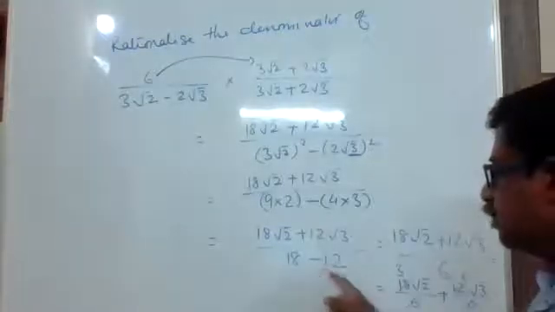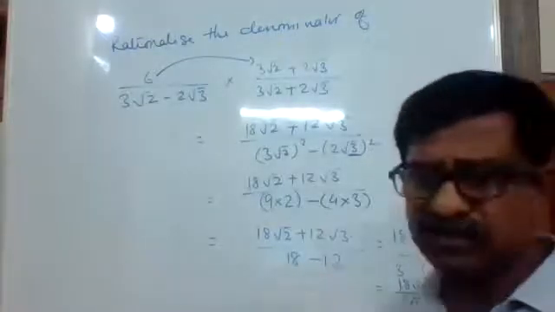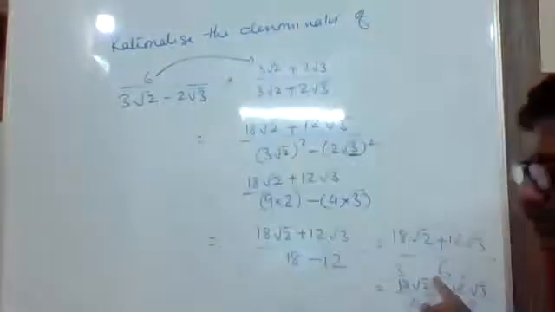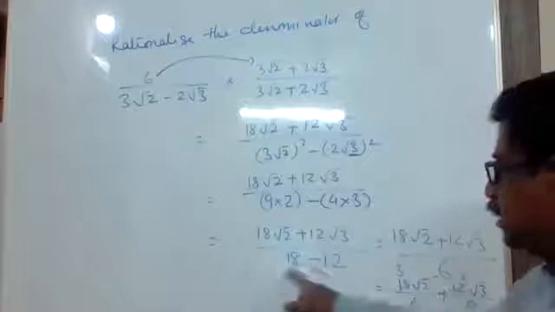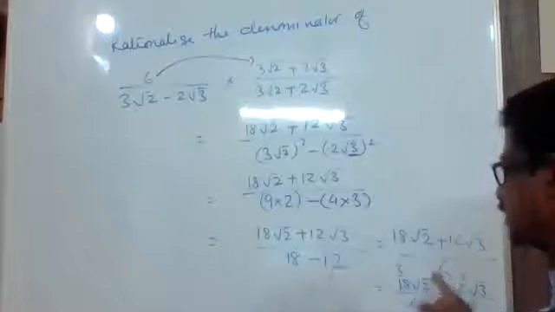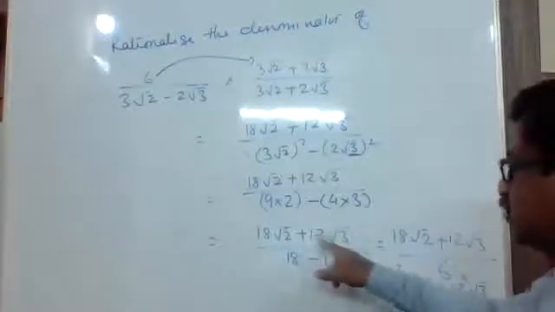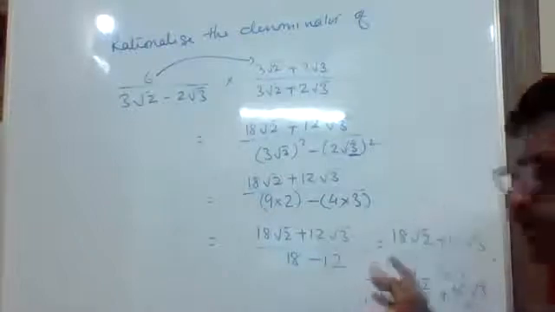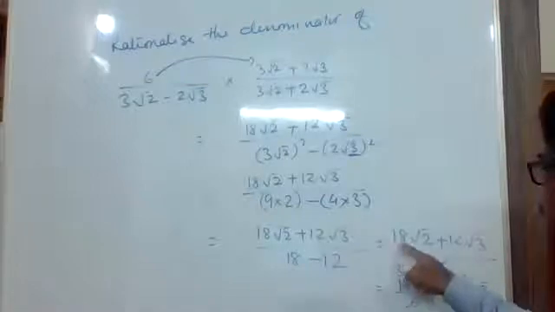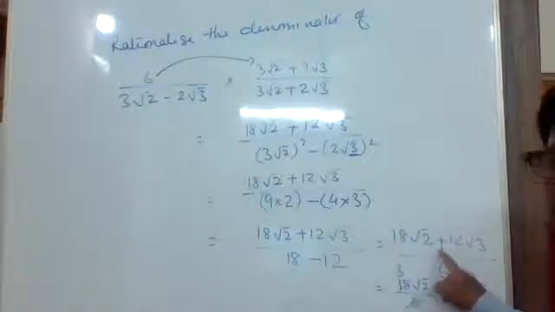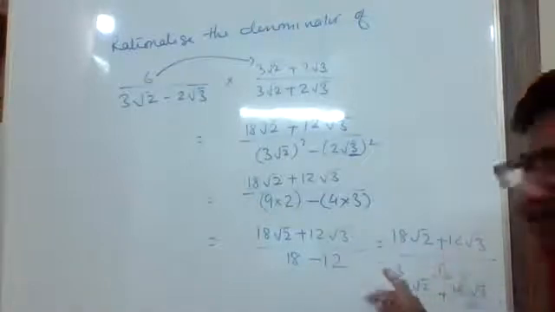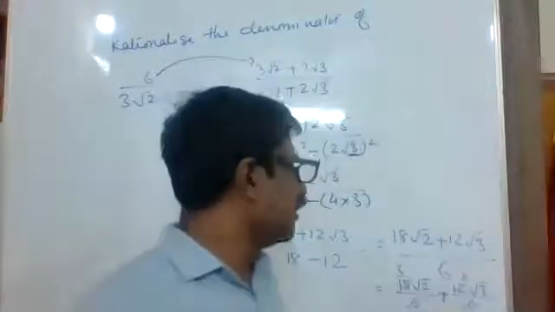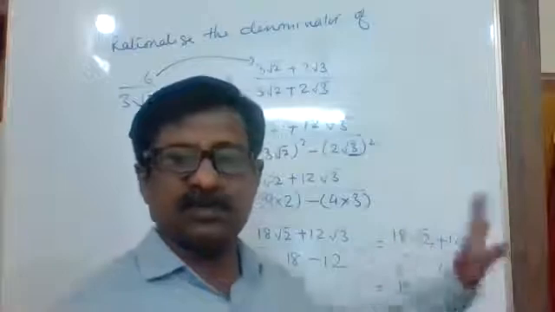We simplify the denominator further. 18 minus 12 we got as 6. And here we got 18 root 2 plus 12 root 3. So many children make the mistake, they cancel the 6 by 18 or 6 by 12. In between, if you got a plus or minus sign, in this way we cannot cancel 6 with 18 or 6 with 12. If you are cancelling it, both numbers should be cancelled.